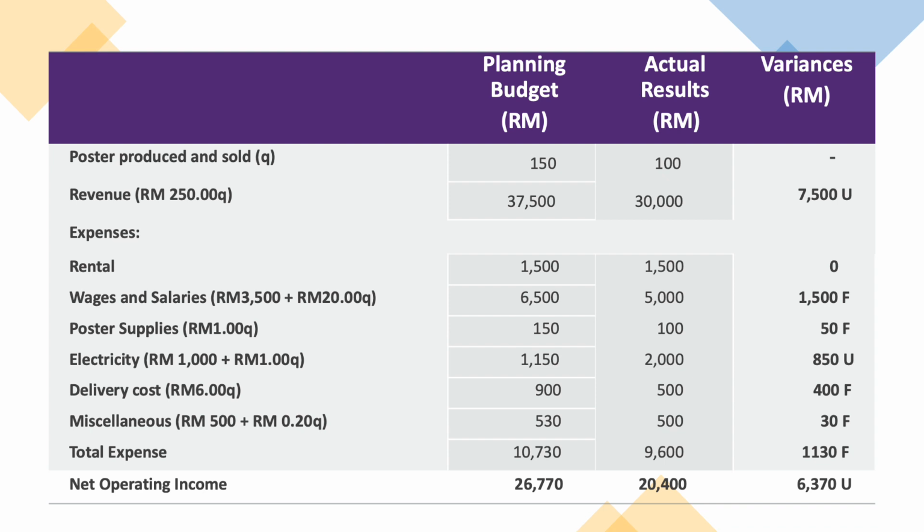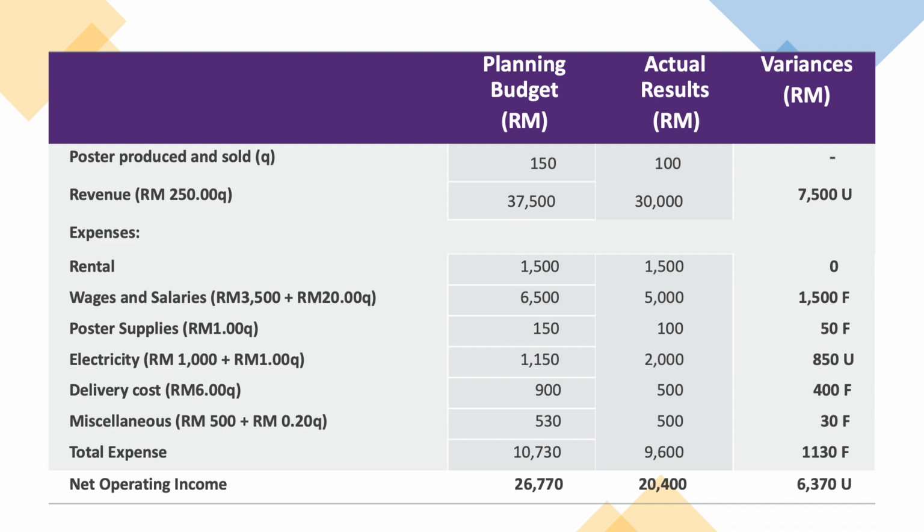So let's take a look at this example, how to do the calculation. The amount that you see, or the unit of analysis in terms of the rates involved, 250 and then 3,500 plus 20Q. These are the matter of having the poster produced and sold in terms of the quantity. Planning, you have 150 that you plan to sell, and then in actual you only manage to sell 100. So let's take a look at how they are calculated.